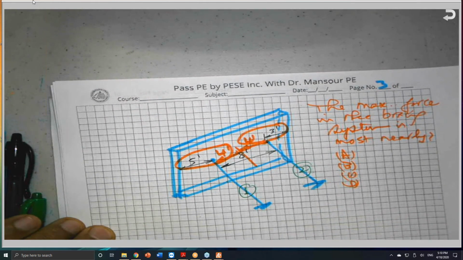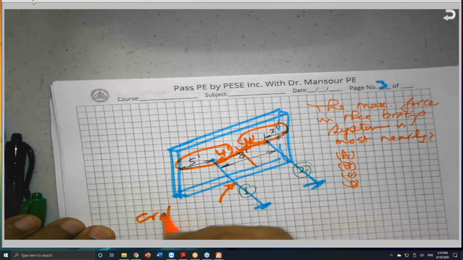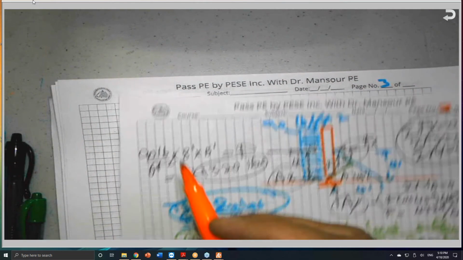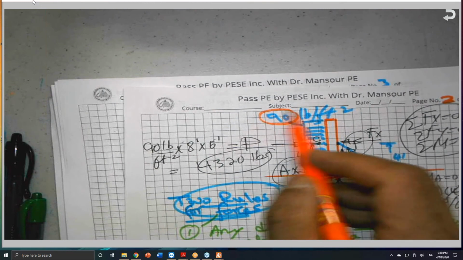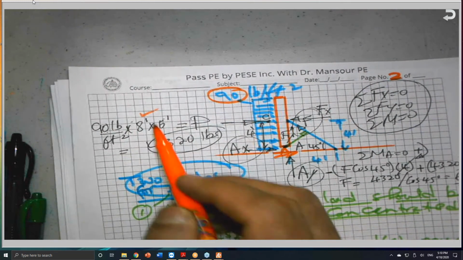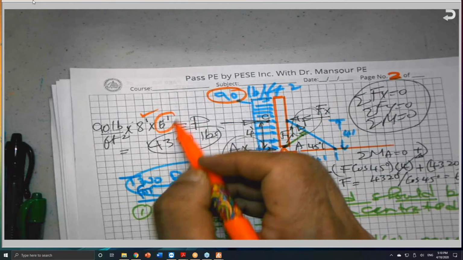So this is the most critical one. This is a critical brace. And in this case, when we calculate the force, you have to consider this. So when I calculate the force here, whatever the intensity of the wind, the height is the height, but this 6 feet will be different.